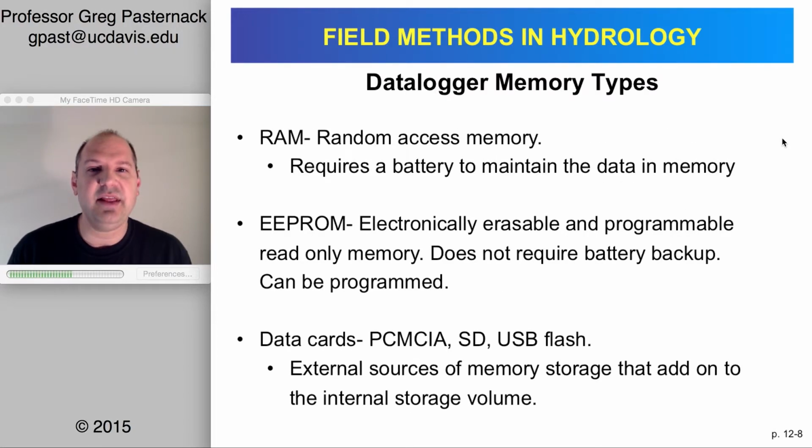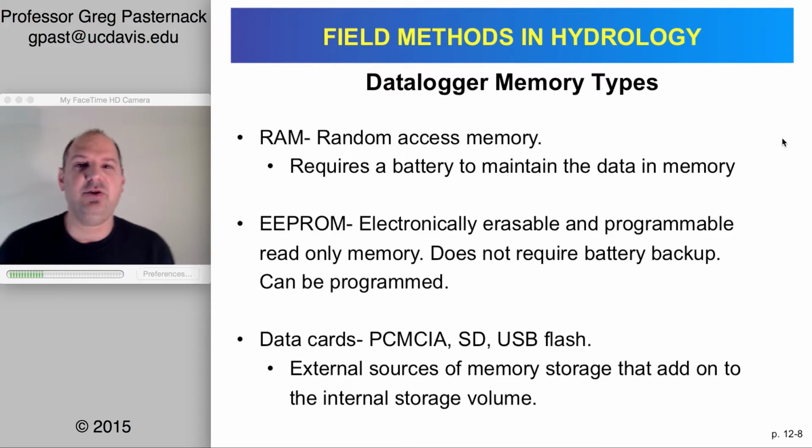The type of memory that's available to store the information is pretty rudimentary on a data logger compared to a computer or smartphone. I mean, we're not talking about videos and audio and all kinds of stuff. We're generally just talking about raw numbers. And typically, a data logger has random access memory, RAM, and that requires a battery. That is where the memory is stored, usually in RAM.